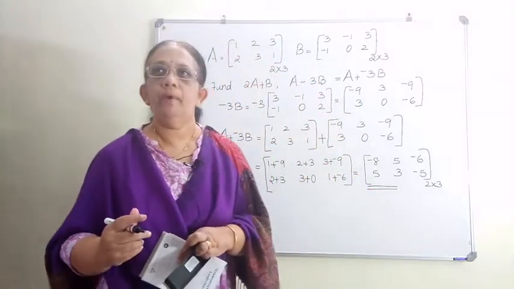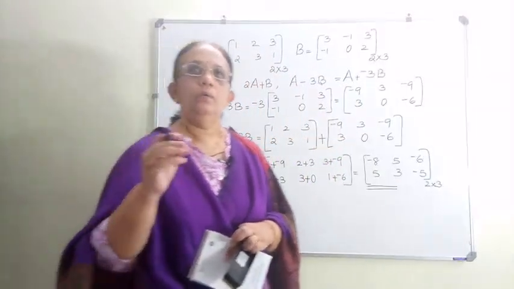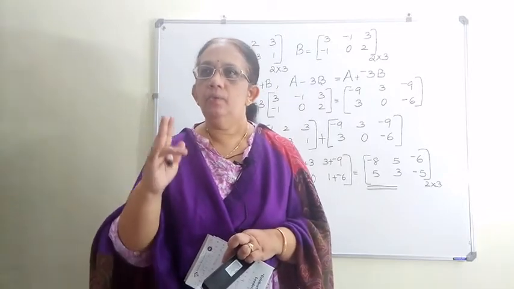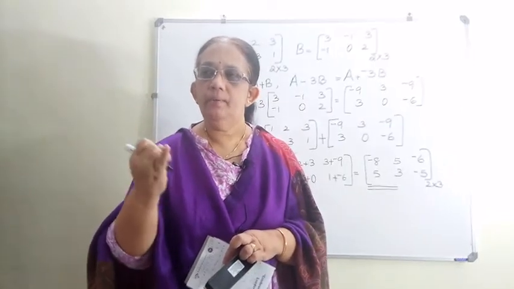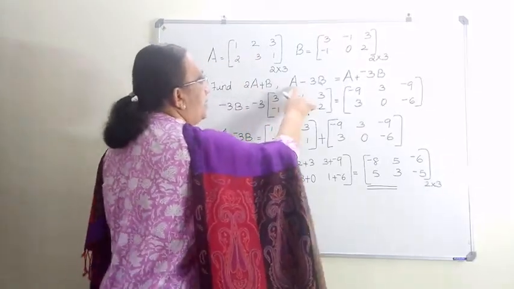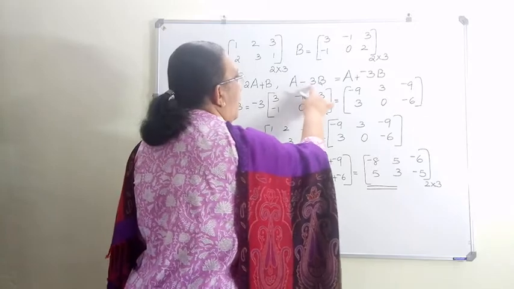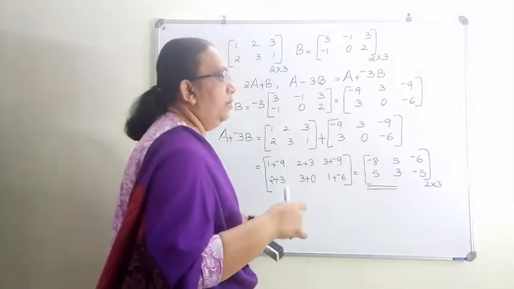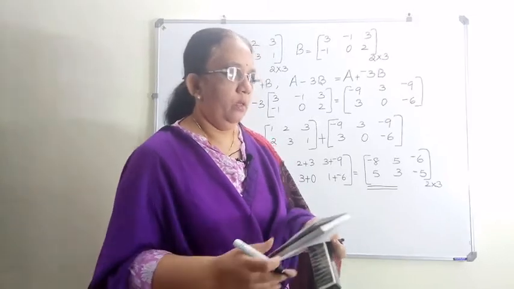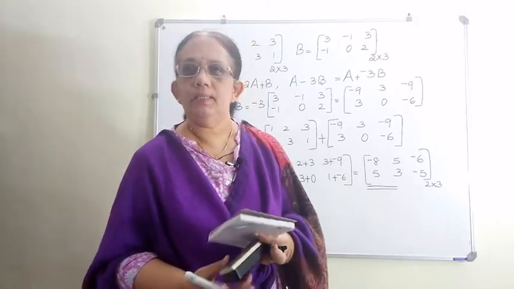So I hope you have understood how to do this. Here two operations are combined together. Two operations means addition and scalar multiplication. The other one is subtraction and scalar multiplication. So you can get any type of questions of this form. I hope all of you have written this question.